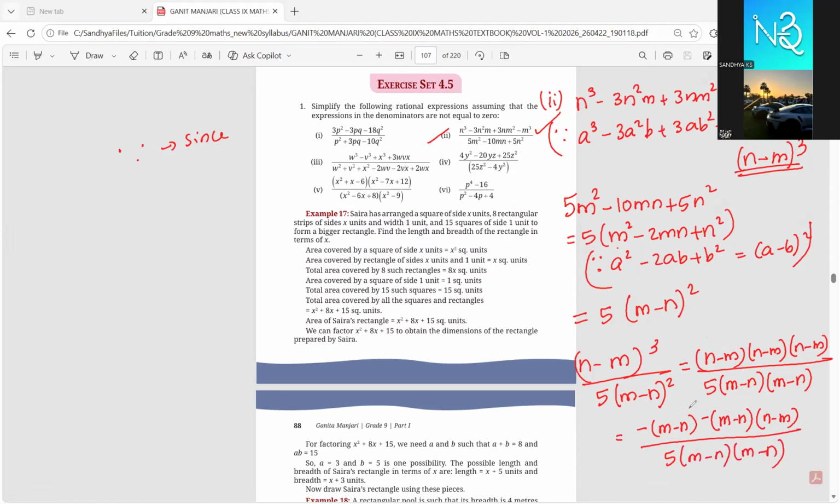Okay, so m minus n gets cancelled, m minus n gets cancelled. Negative into negative will become positive. We are not subtracting, it is a multiplication only. So this negative into negative will become positive. So you will get the answer as n minus m divided by 5, the denominator. So this is our answer. That's why they are telling to simplify the rational expression. When you apply the identity, it becomes a very simple term, right? So this is what they are asking you to do.